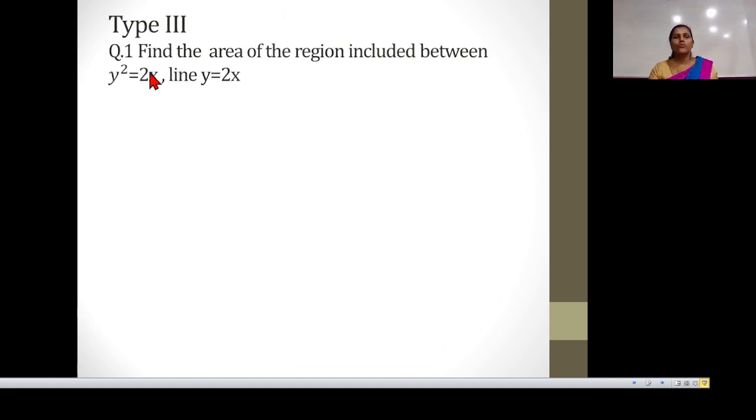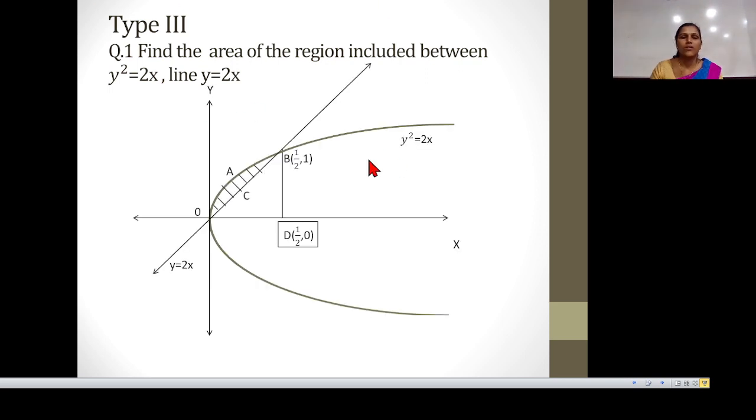So now we'll move to our next type, that is type third. In type third, we are going to study one question. Question number 1. Find the area of the region included between y square is equal to 2x and line y is equal to 2x. Now let us draw the diagram of this example.